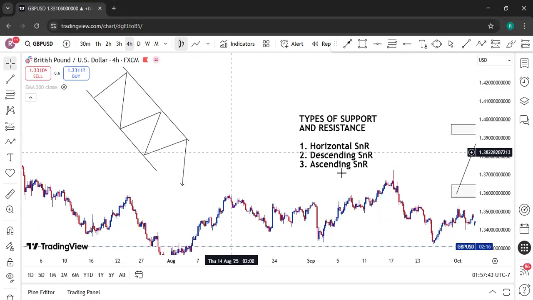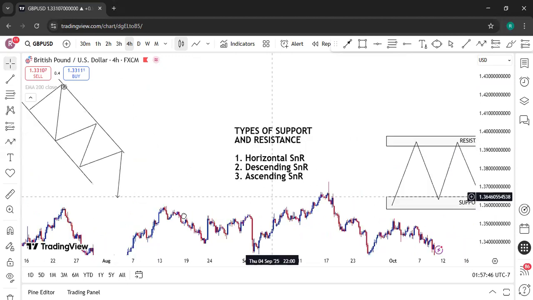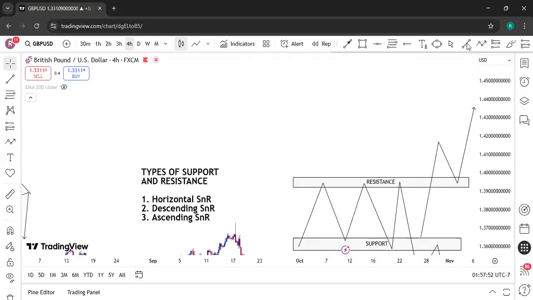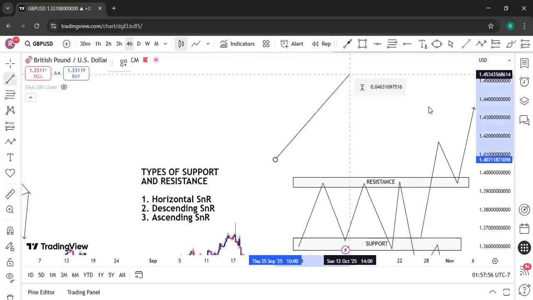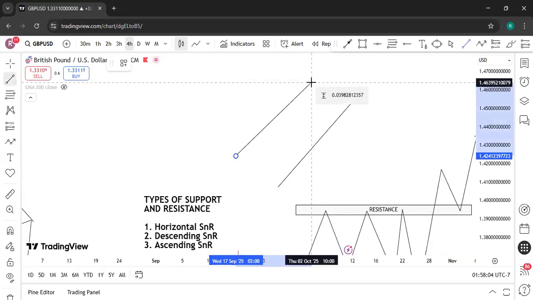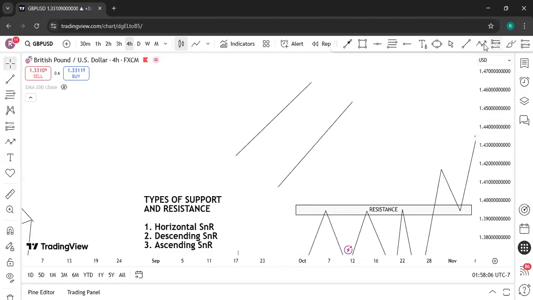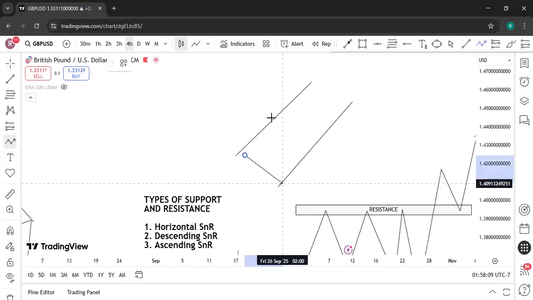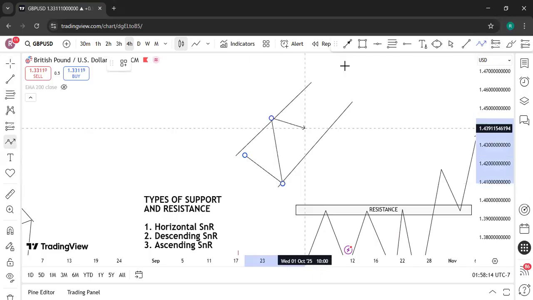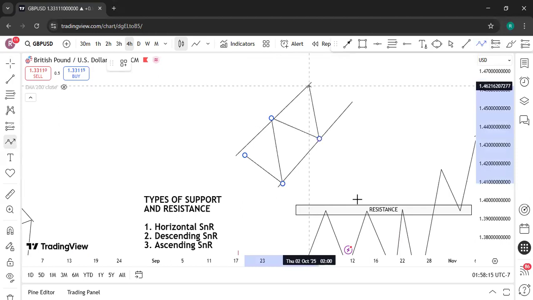And then we also have finally the ascending support and resistance. This is what it looks like on the chart. So we have ascending support like this, just the opposite of the descending SNR. This is ascending support and resistance. This is where we have a bullish trend. So we have this ascending support, price moving to the upside from support to resistance, from resistance back to support, from support back to resistance, until we see a change in movement.